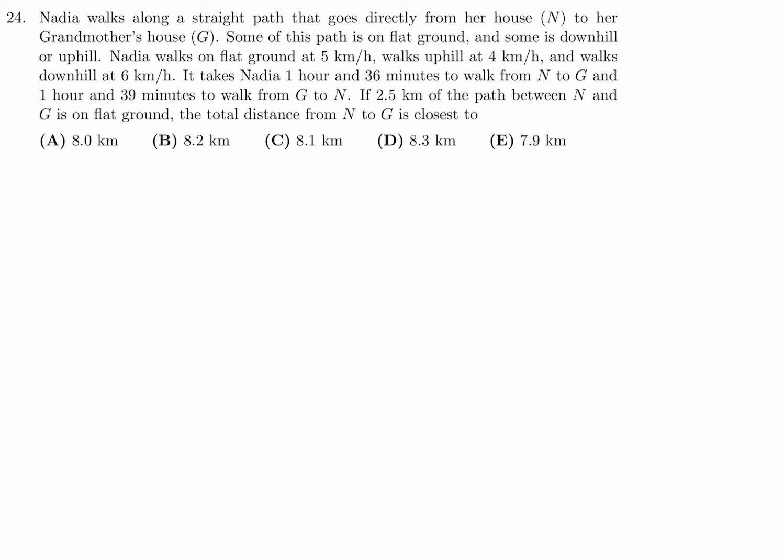It takes Nadia 1 hour and 36 minutes to walk from N to G and 1 hour and 39 minutes to walk from G to N. If 2.5 kilometers of the path between N and G is on flat ground, the total distance from N to G is closest to.